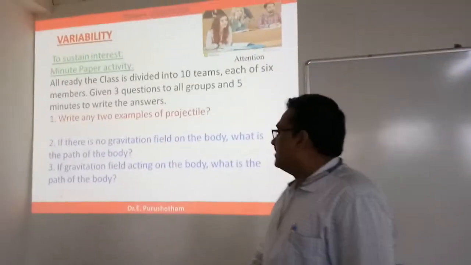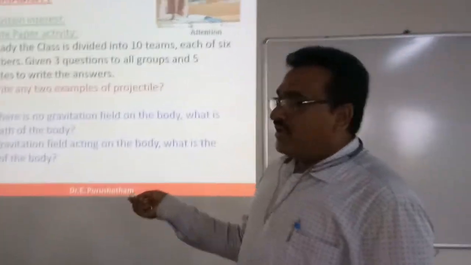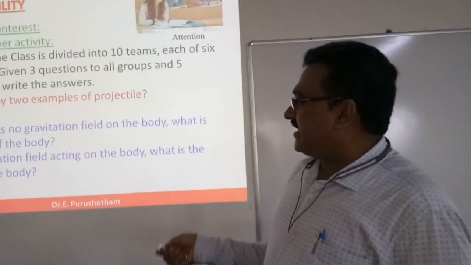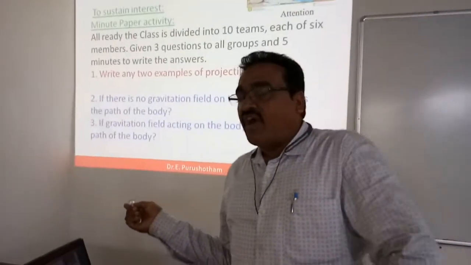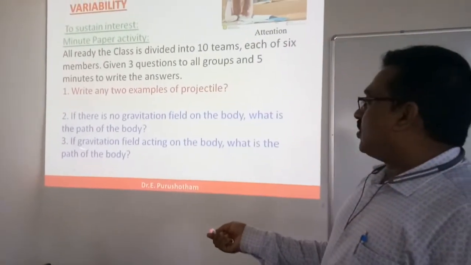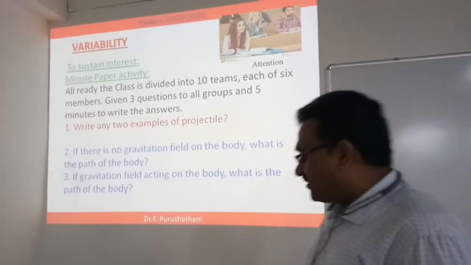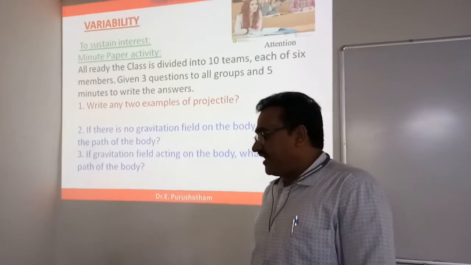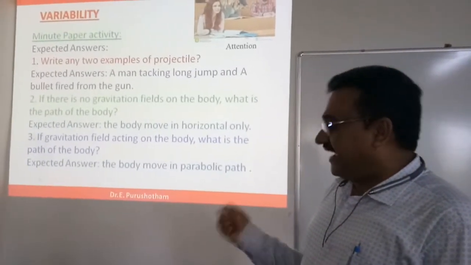My dear students, let us do a minute paper activity. Take a pen and paper and write down these answers. I am giving the questions. First, write any two examples of projectile. Second, if there is no gravitational field on the body, what can we observe? Third, if a gravitational field is acting on the body, what is the path of the body? Just write down. These are the expected answers from the minute paper activity.